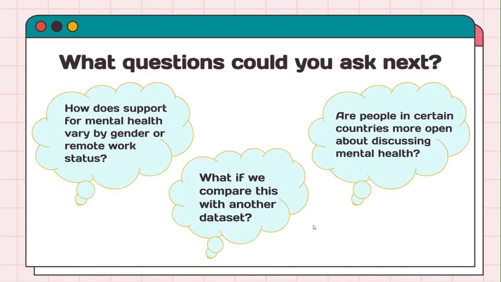Here are some questions you could explore if you want to keep going. How does support for mental health vary by gender or remote work status? Are people from certain countries more likely to talk about mental health? And do younger or older people seek help more often? We can also explore questions like, what if we compare this dataset with another dataset relating to the same issues?